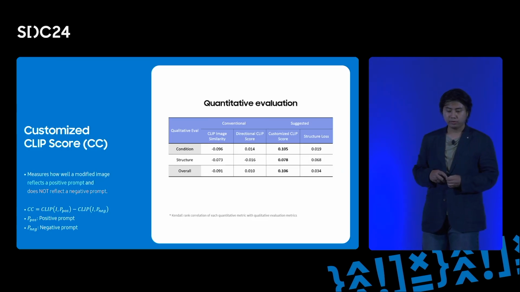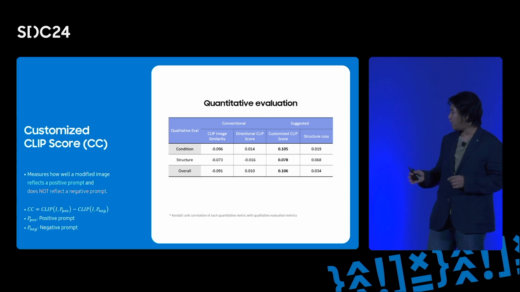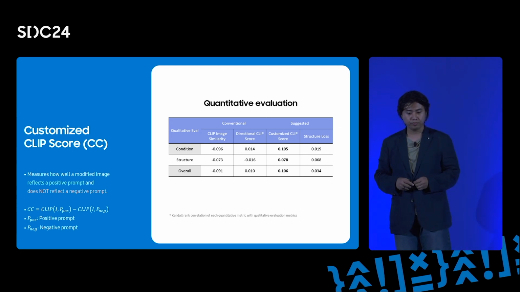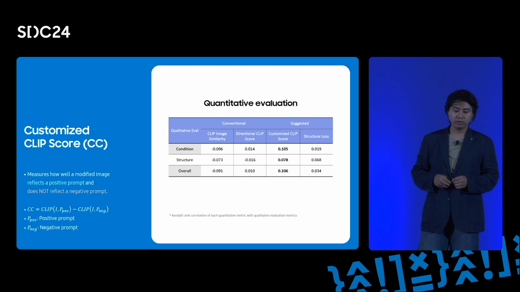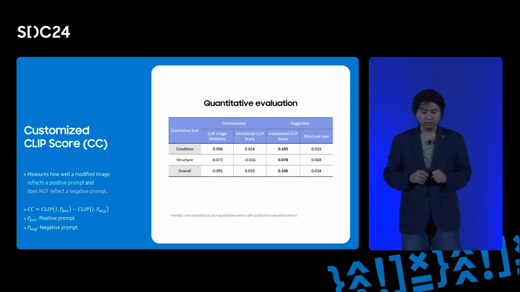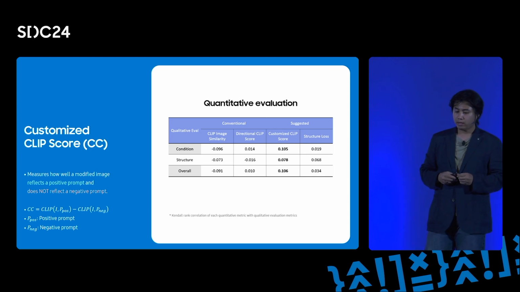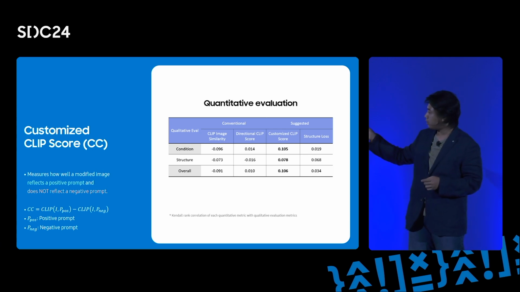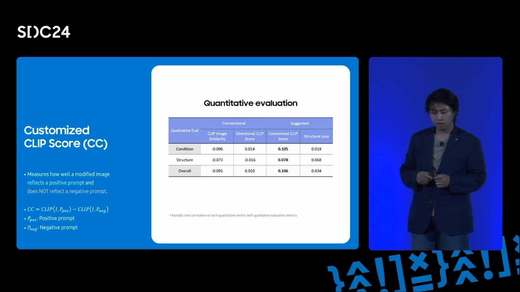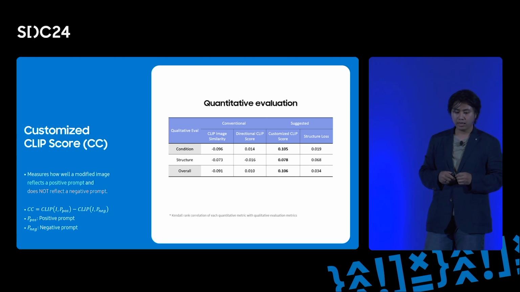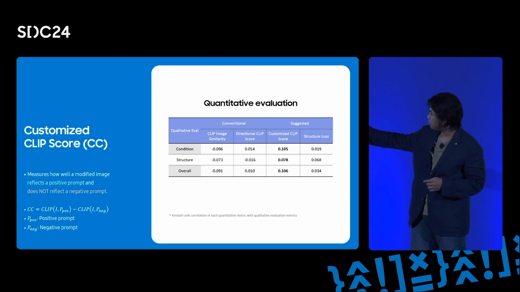Customized clip score is developed based on the clip score. Clip is an image-text alignment model, so the model gives the score between the image and the text. When the image and text features are located in a closer space, then the score is higher compared to the other cases. Customized clip score measures how well a modified image reflects a positive text prompt and does not reflect a negative text prompt.